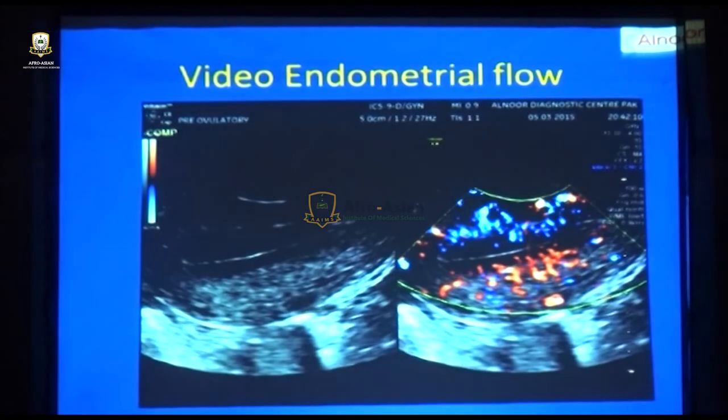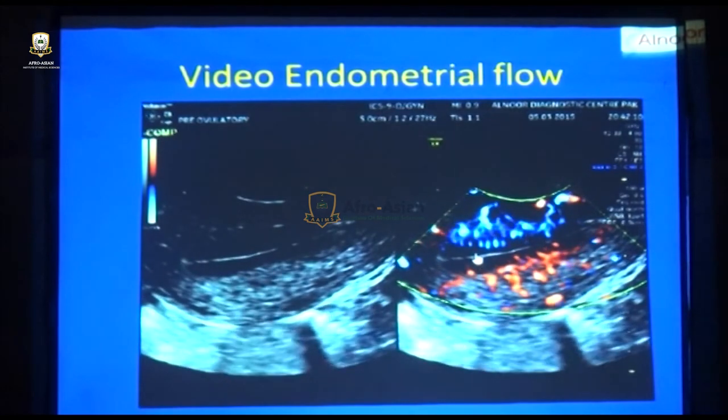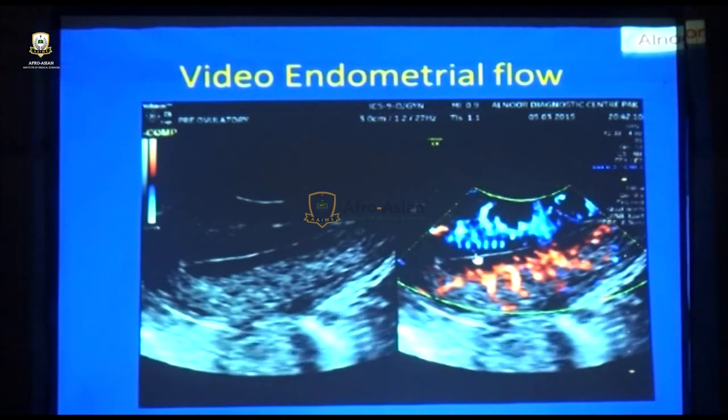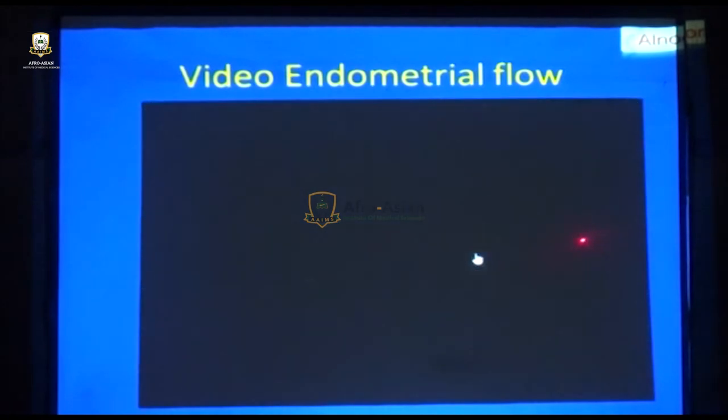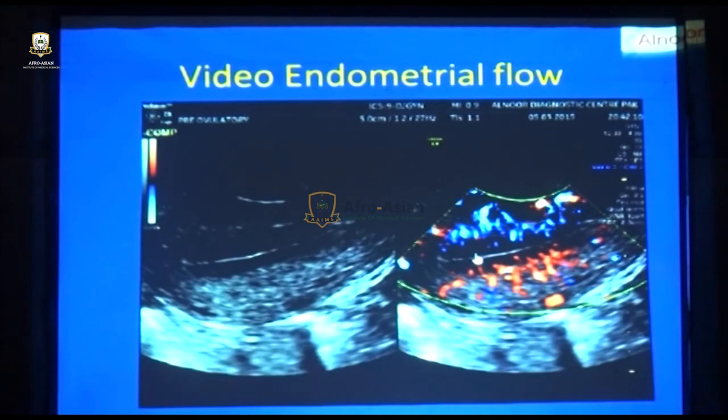Now, look at this image. There was a video, I think, that's the issue. Yeah. Now you appreciate the blood flow. It's very much there, but this is the area we should cover.